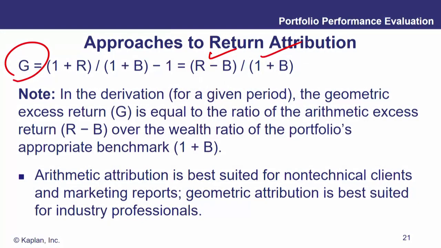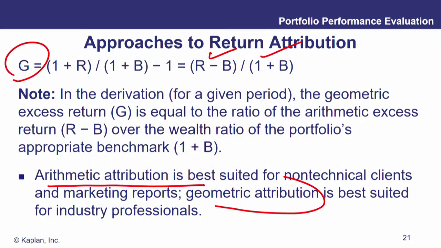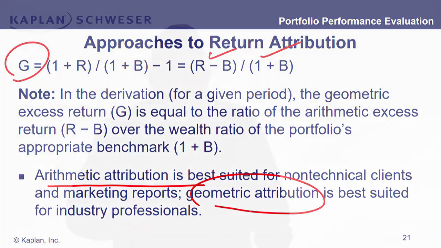These things are nice to know, but I think it's more important to pull out what we're really getting at here. Arithmetic attribution is best suited for non-technical clients and marketing reports. Hey, most of us can add. That's not too bad. Geometric attribution is much more complicated. It can get a little bit more dicey. It's best suited for industry professionals. That's basically, I just saved you 10 pages of reading from the source material. That's really the key point here.